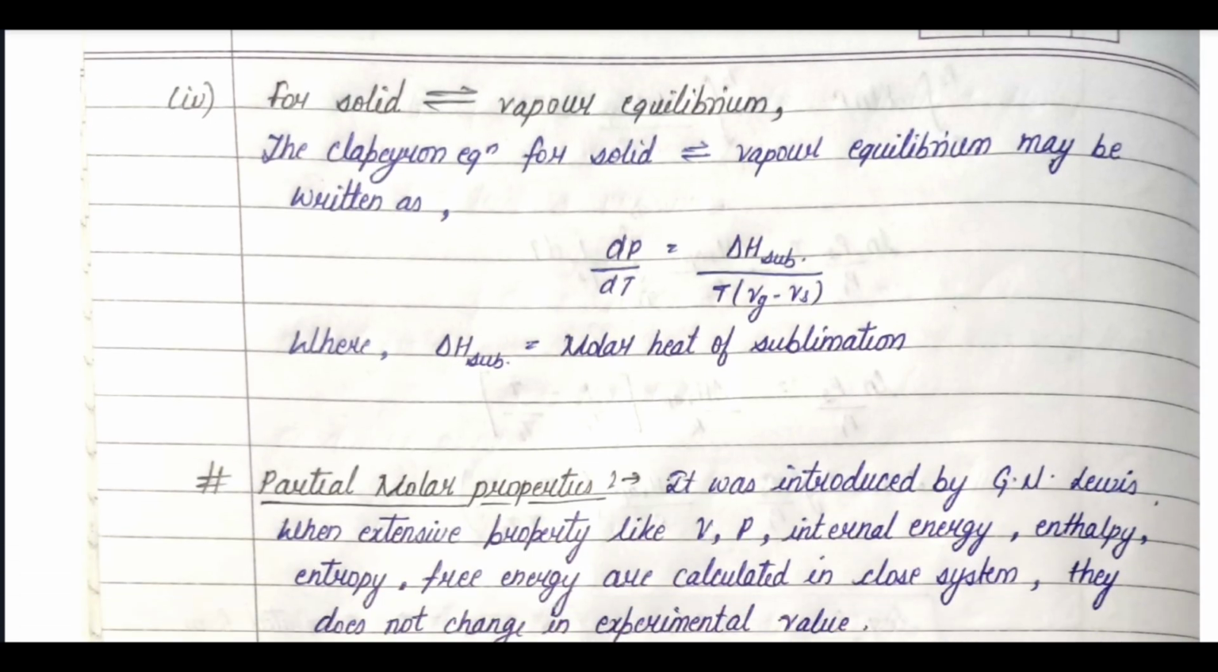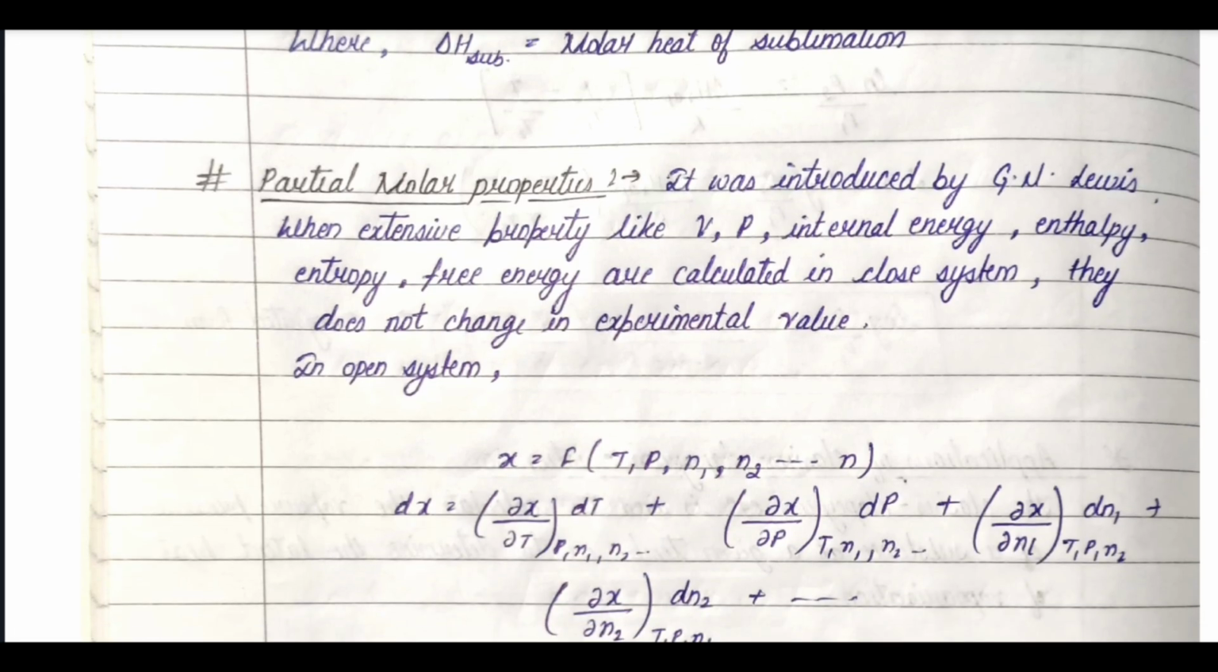Fourth, for solid vapor equilibrium, the Clapeyron equation may be written as dP by dT equal to delta H sublimation by T into (Vg minus Vs), where delta H sublimation is molar heat of sublimation.